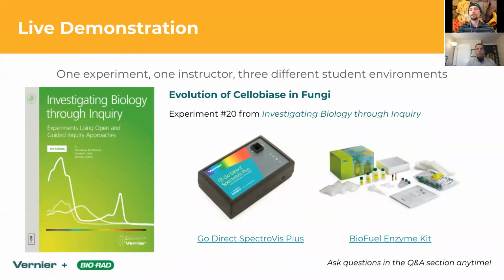What I wanted to just remind everybody is that this lab that uses the Biofuel Enzyme Kit, you have to use the GoDirect Spectrovis Plus to look at it because the color is yellow. You can't use our colorimeter, which is too bad. So that's why we tell you to use the GoDirect Spectrovis Plus.